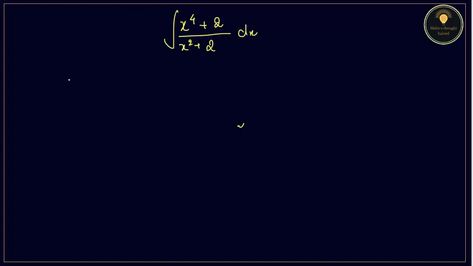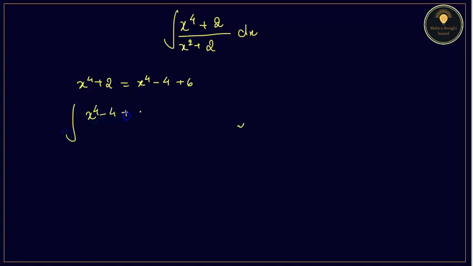In this question, we have to find the integration of x to the power 4 plus 2 over x square plus 2. So what we will do, we will write x to the power 4 plus 2 as x to the power 4 minus 4 plus 6. So you will write the integration as x to the power 4 minus 4 plus 6, and in the denominator you will write x square plus 2 dx.